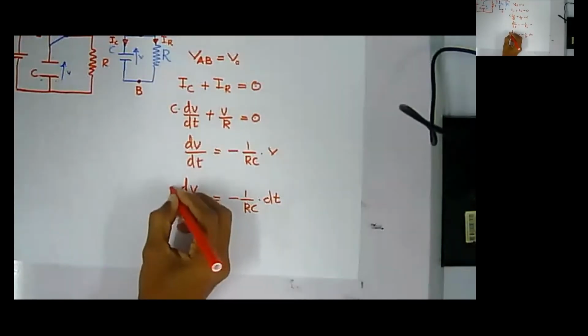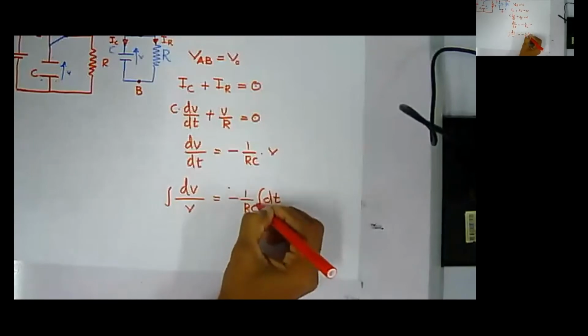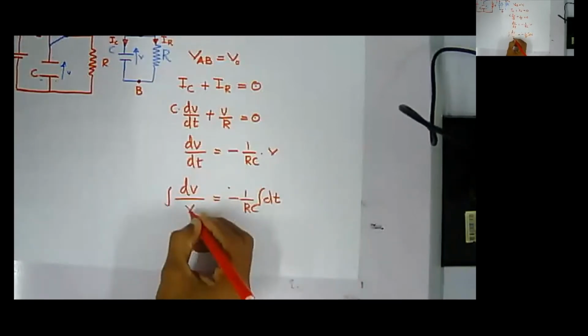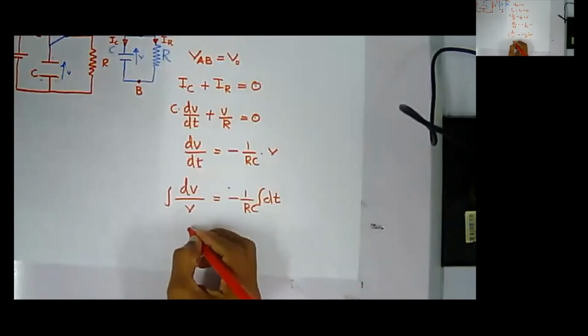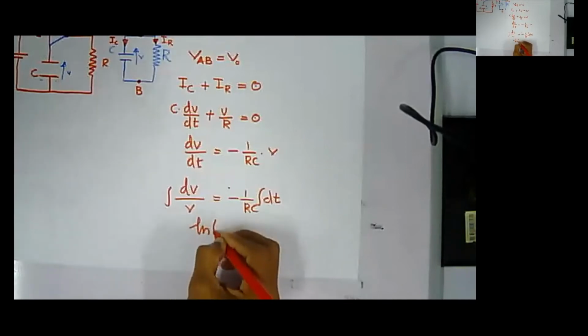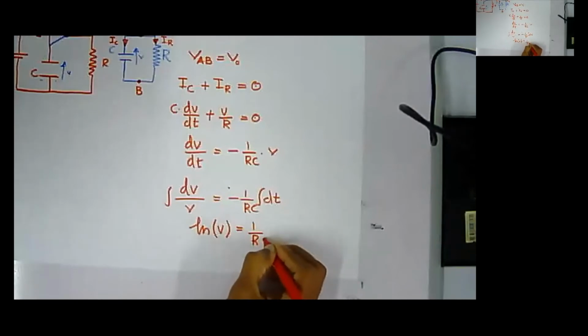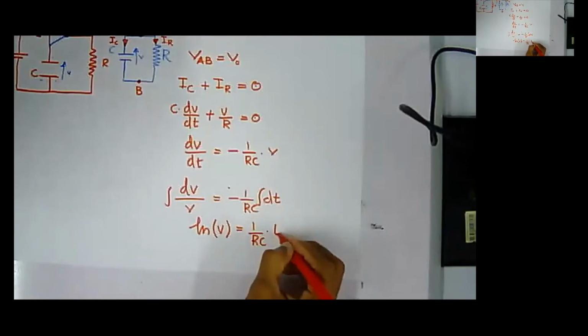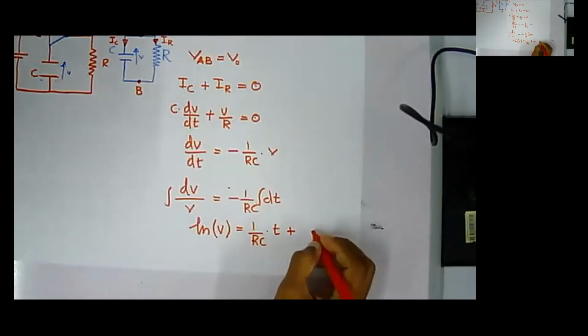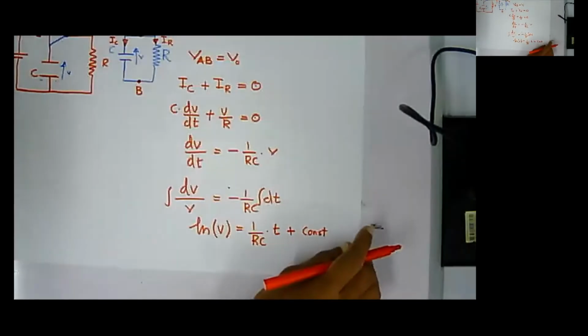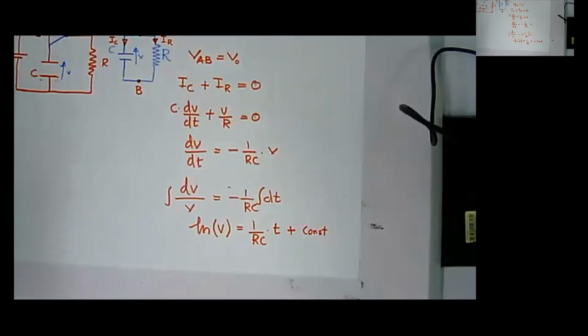Now I can integrate both sides, where RC is a constant. So dV over V becomes ln V. The natural log of V equals minus 1 over RC times the integral of dt, which becomes t, plus a constant. Let me take it as an integration constant.